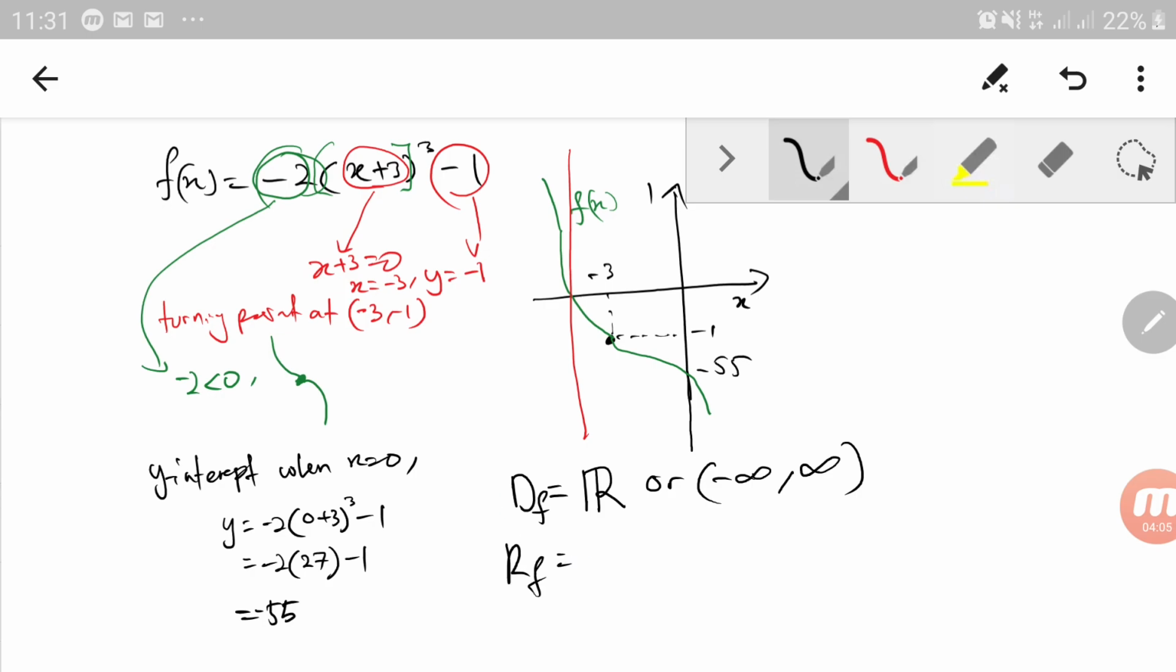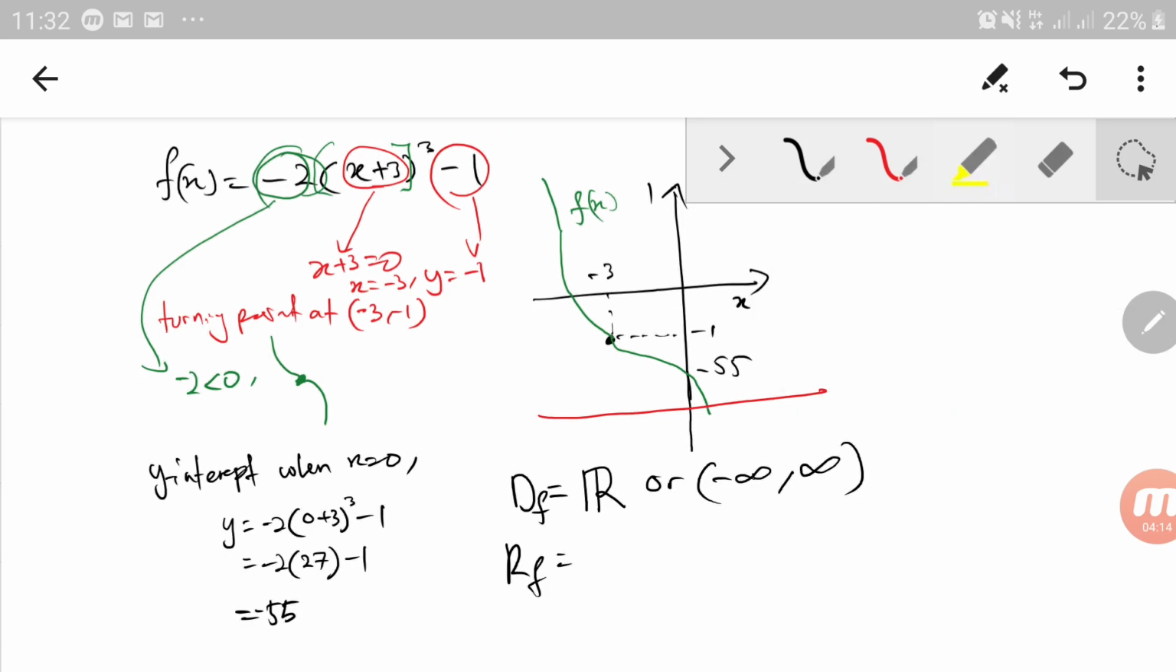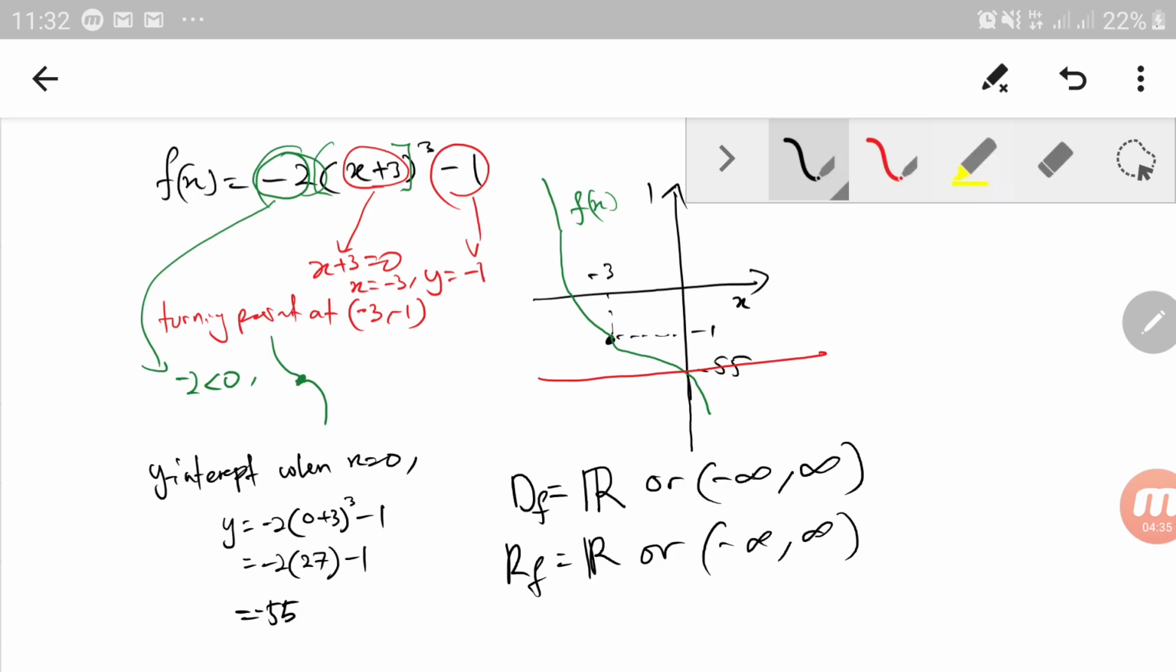Range of f: we take a horizontal line and start to move it from down here going up. The red line always touches the function. So it means that for a cubic function, the range is also real numbers. Done, we have done the cubic function.